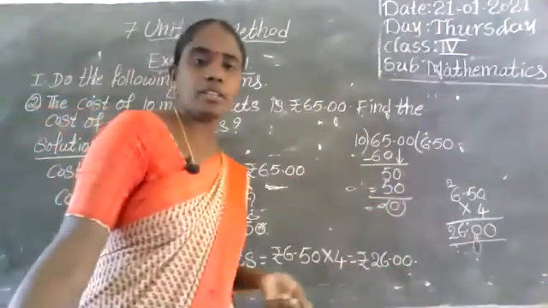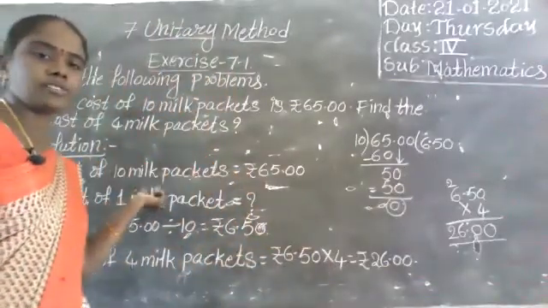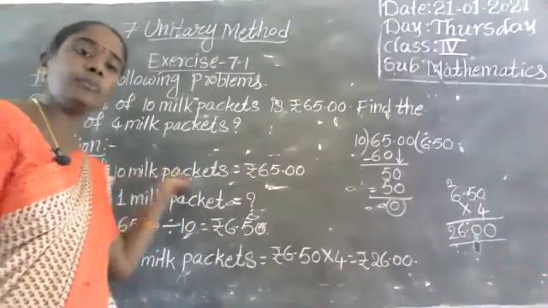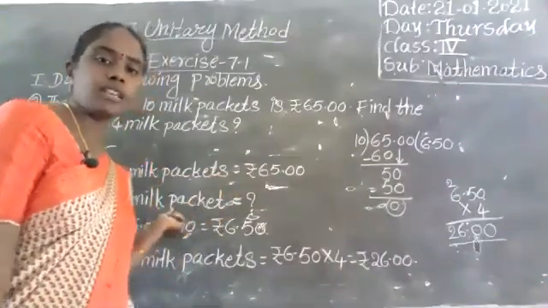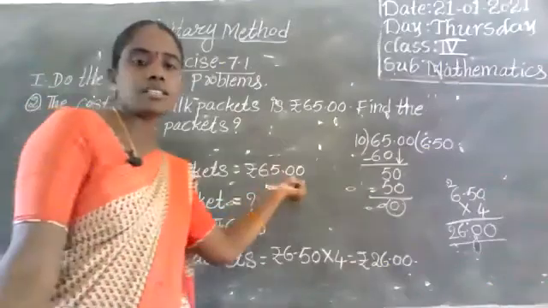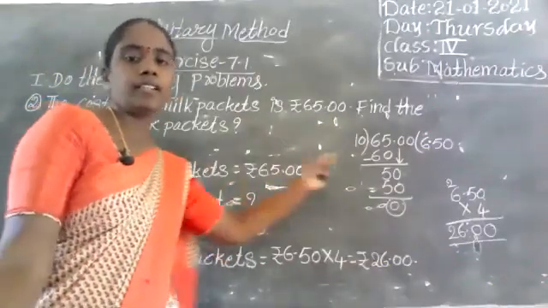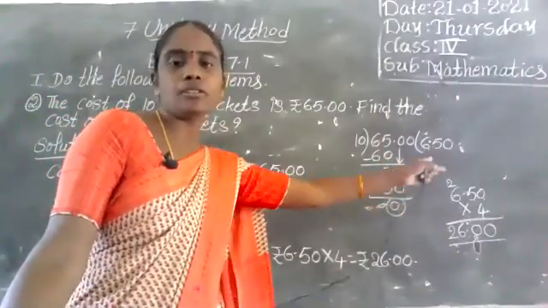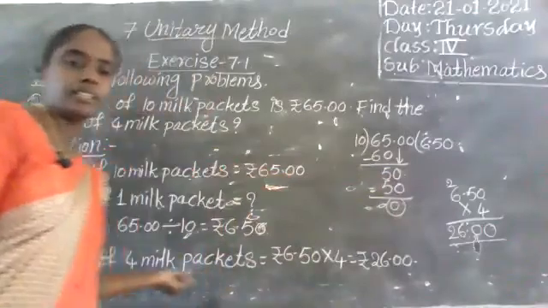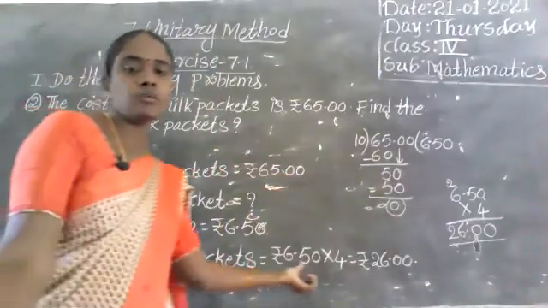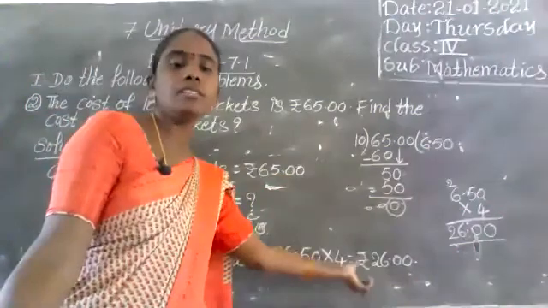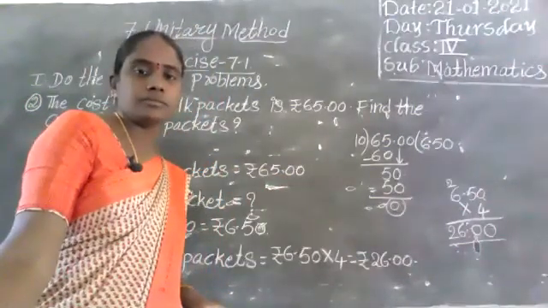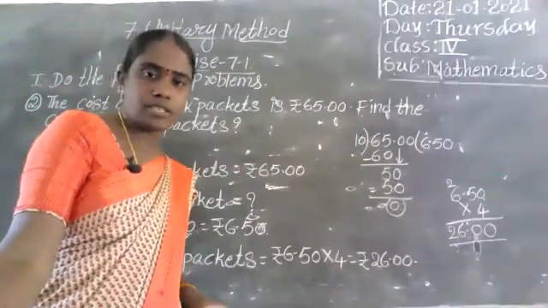Okay. Did you understand, Amma? First, the cost of 1 milk packet. How can we find it out? 65 rupees divided by 10, because the cost of 10 milk packets is given. That is 6 rupees 50 paise. The cost of 1 milk packet is 6 rupees 50 paise. Then the cost of 4 milk packets is 6 rupees 50 paise into 4. That is the answer, 26 rupees. Yes.